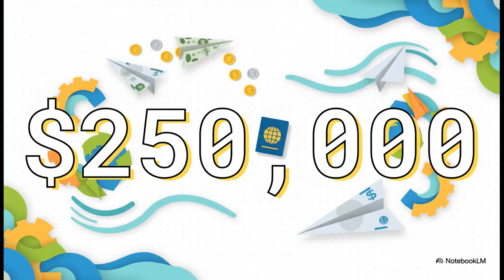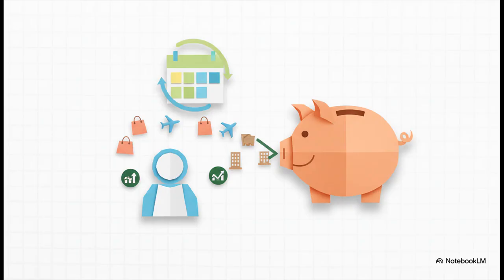And here it is, the magic number, 250,000 US dollars. Seriously, if you only remember one thing from this entire breakdown, make it this number right here. This amount is the absolute core of the whole LRS system. So what does that number actually mean for you?